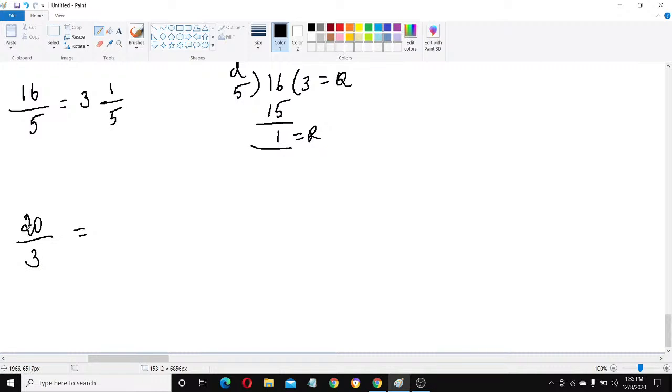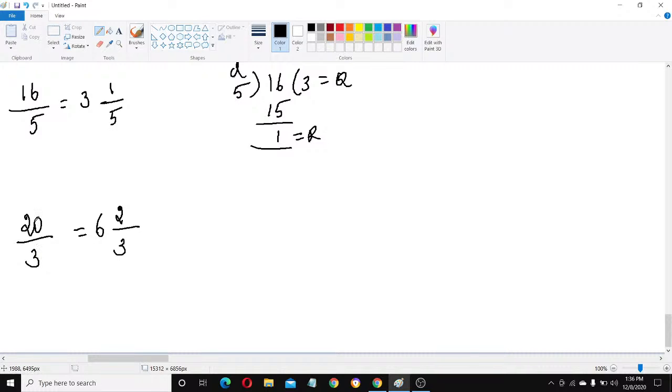Now how do we write it in mixed fraction form? How many times does 3 go in 20? 3 6s are 18. Write 6 in the whole number part. 20 minus 18 is 2. The remainder is 2. Write it in the numerator. The denominator is 3. Which is the denominator in 20 by 3? Denominator 3, right here.